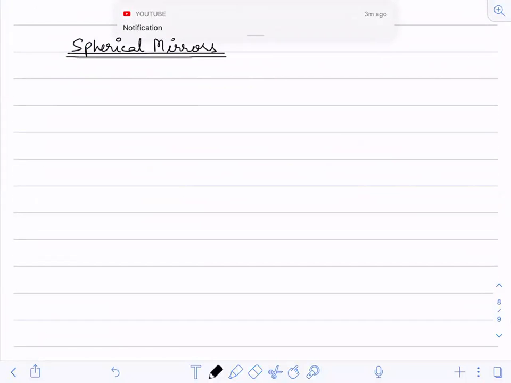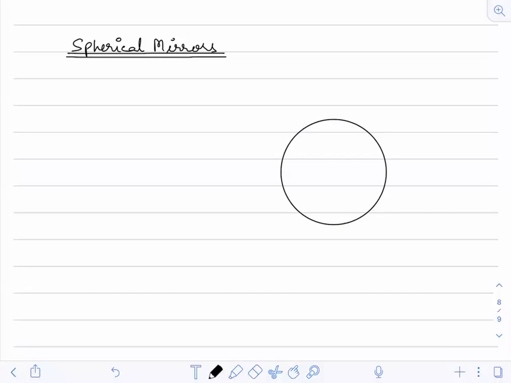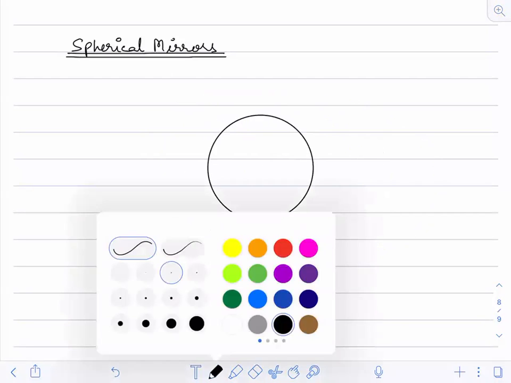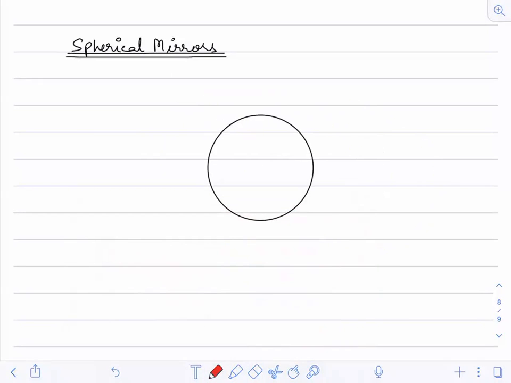First of all, we will study how it is made. Suppose this is a sphere, a hollow sphere in front of us. Now what we are going to do is cut this hollow sphere.